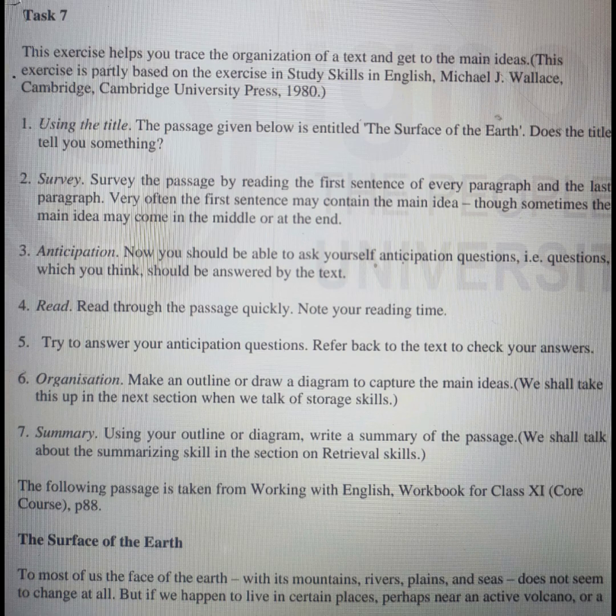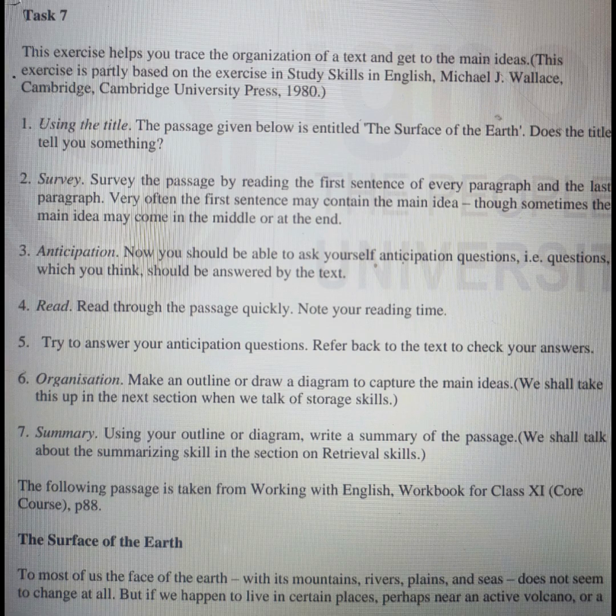6. Organization. Make an outline or draw a diagram to capture the main ideas. We shall take this up in the next section when we talk of storage skills. 7. Summary. Using your outline or diagram, write a summary of the passage. We shall talk about the summarizing skill in the section on retrieval skills. The following passage is taken from Working with English, Workbook for Class 11, Core Course, P88.